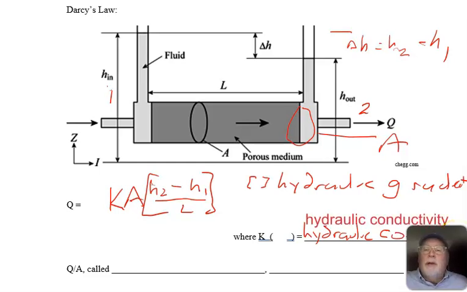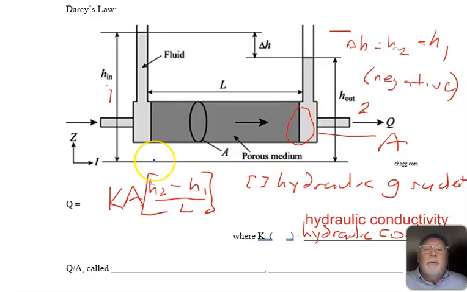Now, H2 minus H1, H2 is lower than H1. So notice that that's going to be negative, right? So we want a positive flow going this way. Water flows downhill, so the flow is going that way. And so we want to have positive flow. We need to put in a negative there. So when we develop equations on this, if you end up with your water going uphill, you probably forgot that minus in there somewhere along the way.